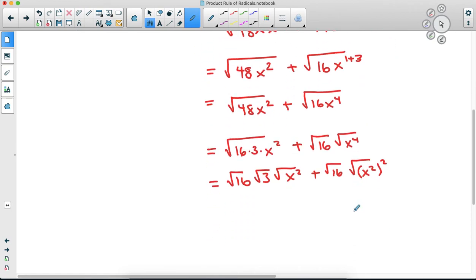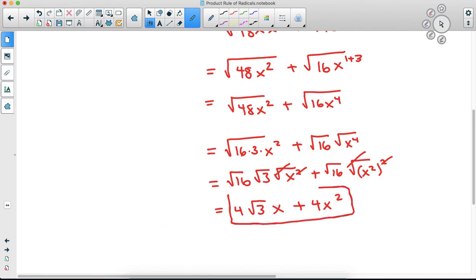Okay, now the square root of 16 is equal to 4, so we have 4 square root of 3 here. The square root and the square cancel out, so that's just x, plus the square root of 16 is 4. And again, the square root and the square cancel out here, so that's just x squared. And that's the actual product that we were interested in. So that's how we can actually use the product rule of radicals to simplify expressions.